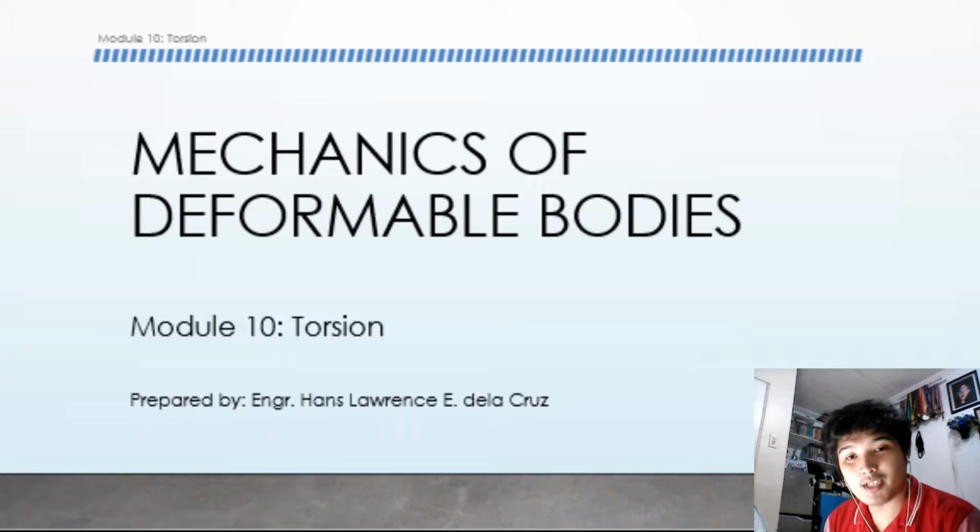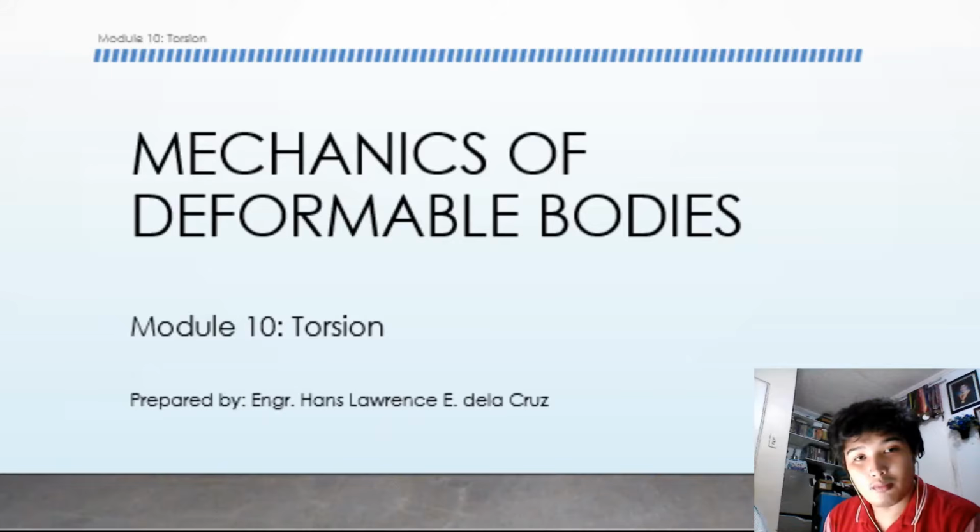Hi guys, so welcome sa ating module 10 entitled Torsion. So kung marirecall nyo class, sa ating first module na-discuss na natin yung 4 possible internal effect ng mga forces doon sa ating material. And those are tension or compression. The second one is sliding or shearing. The third one is torsion and the last one is bending effect. So class, nandito na tayo sa third possible effect ng mga forces doon sa ating material, which is yung torsion.